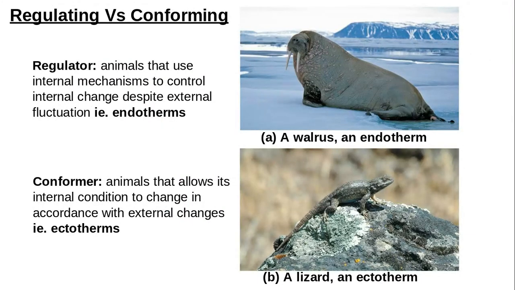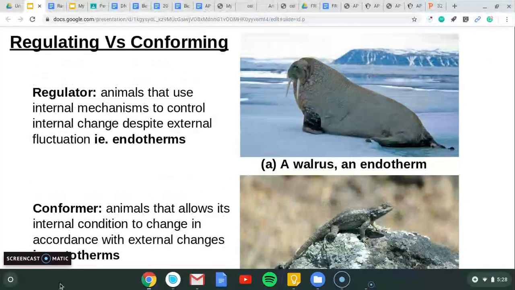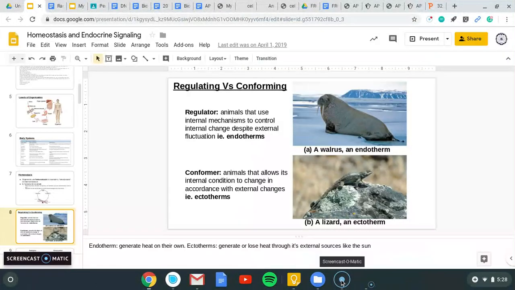A second type of animal you might have heard about is called a conformer. These are animals that allow their internal condition to change in accordance with external changes. So like lizards, reptiles, these are called ectotherms or cold-blooded animals because their body temperature is determined from the outside environment.